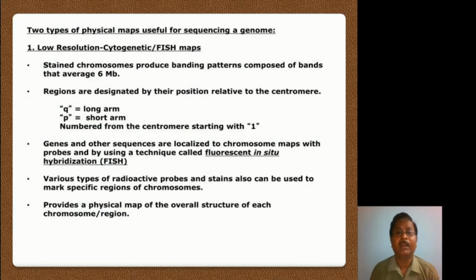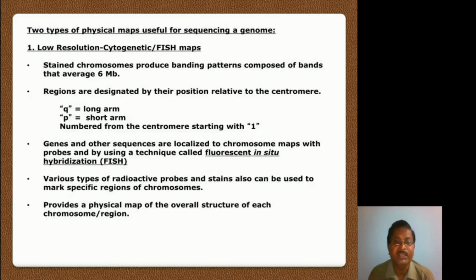There are two types of physical maps useful for sequencing a genome. One is called low resolution maps. They are cytogenetic or FISH sketch maps. Chromosomes can be stained with some dyes. Stained chromosomes produce banding patterns composed of bands that average 6 Mb. Then regions are designated by their position relative to the centromere, which is at the center of the chromosome. Q is equal to the long arm, and P indicates the short arm, numbered from the centromere starting with the number 1.